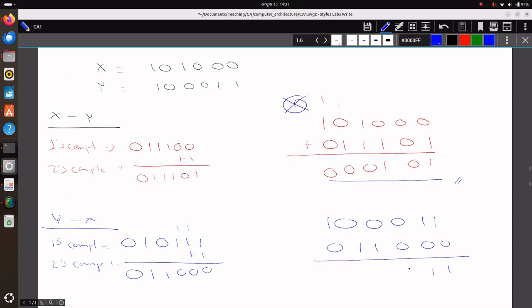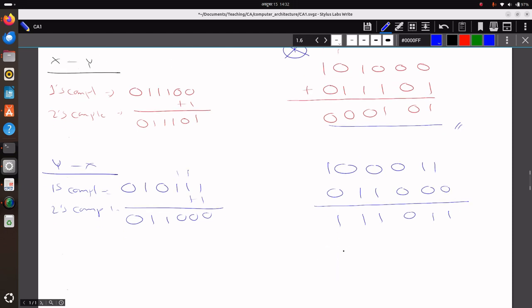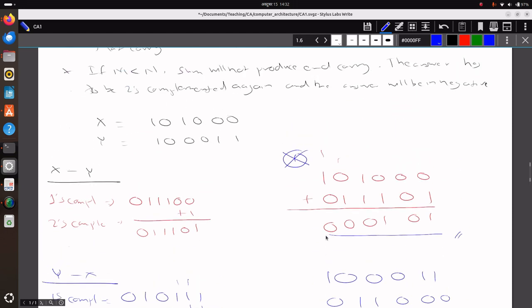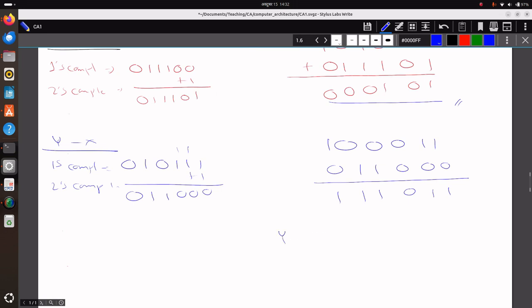If we add these two, the result is going to be 1 1 1 0 1 1. So we don't consider this the final result. Based on rule number 3, y minus x equals the negative of the 2's complement of 1 1 1 0 1 1. So basically this will mean that we have to do 0 0 0 1 0 0 plus 1, which is going to be minus 0 0 0 1 0 1. So this is our final answer, which is in negative terms.